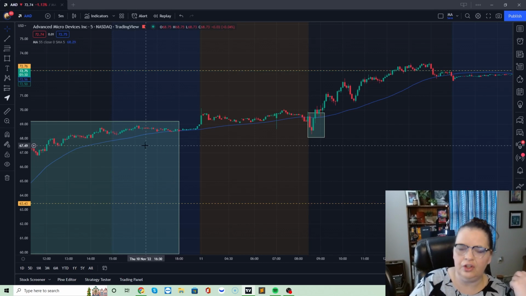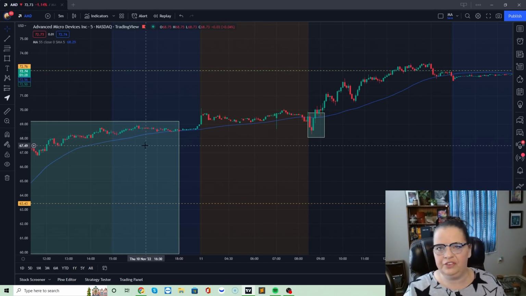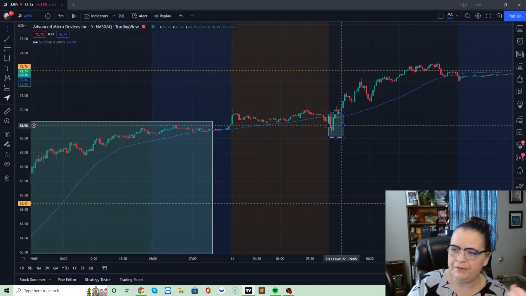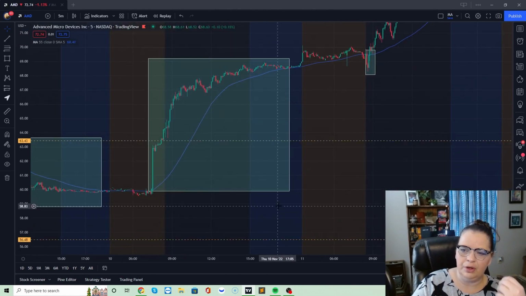If something starts to look good, you're looking at your RSI, you're looking at the rest of your crossovers, and then that 55 MA looks good and our stock is broke over, there you go, good as gold.